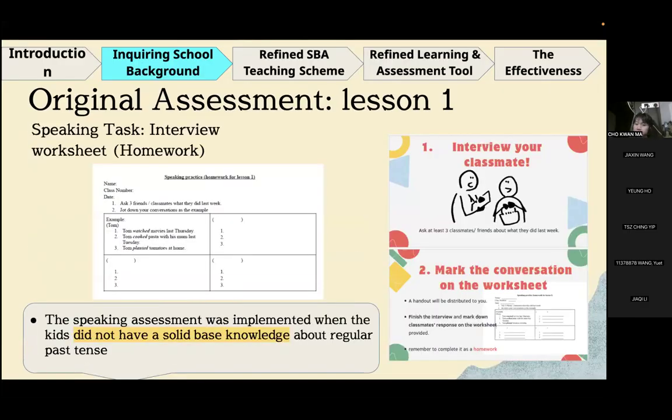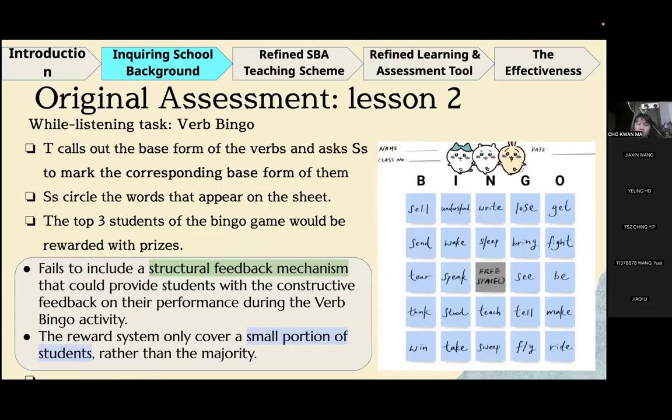Next, please. And also, there's a speaking task, which is an interview worksheet as homework. This speaking assessment was implemented when the kids did not have a solid base knowledge about regular past tense. Therefore, this is not an effective assessment.